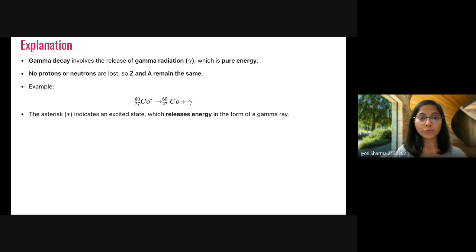So let me show you. If you have cobalt, and cobalt has atomic number 27, atomic mass 60, then this will give you again cobalt, but gamma will be released. So gamma is like some energy, electromagnetic radiation, and this will not change your atomic number and atomic mass. So no proton, no electron are lost. So Z and A remain the same here. So I think this is clear.